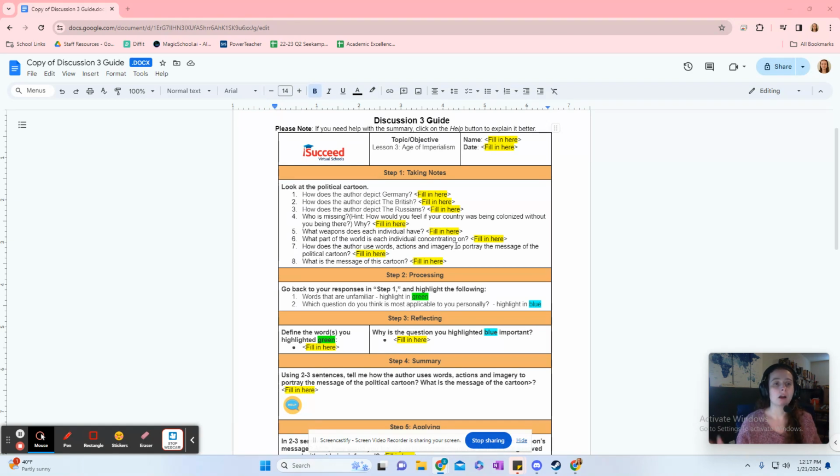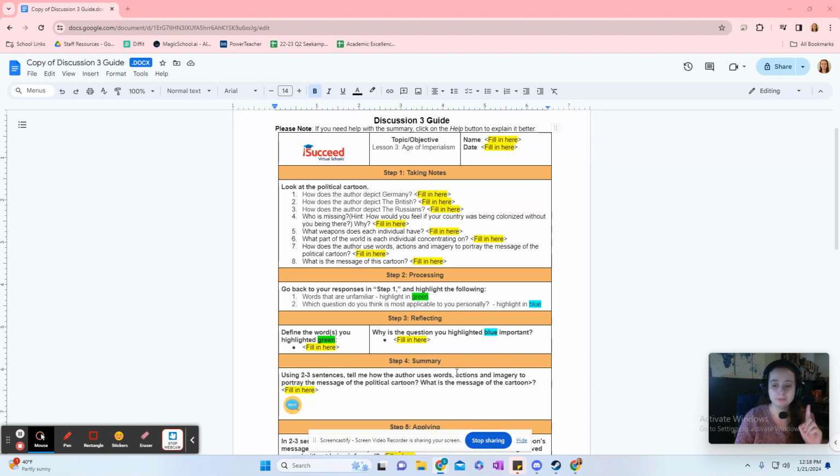So, first things first, this is an example of the first discussion guide slash focus note that you are going to do. This one specifically is going to be focusing on a political cartoon. Some of them you might be looking at primary sources, like things people wrote in the time. Some of them you might be watching a video. It all just kind of depends. But this one, you will be looking at a political cartoon.